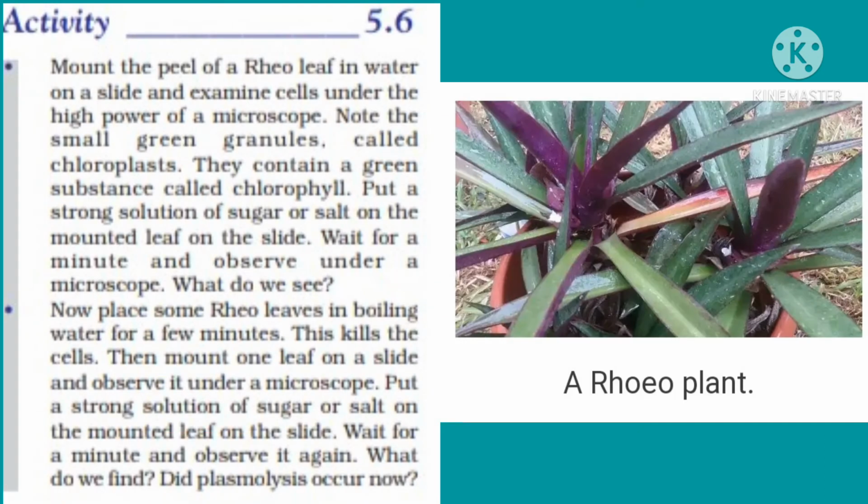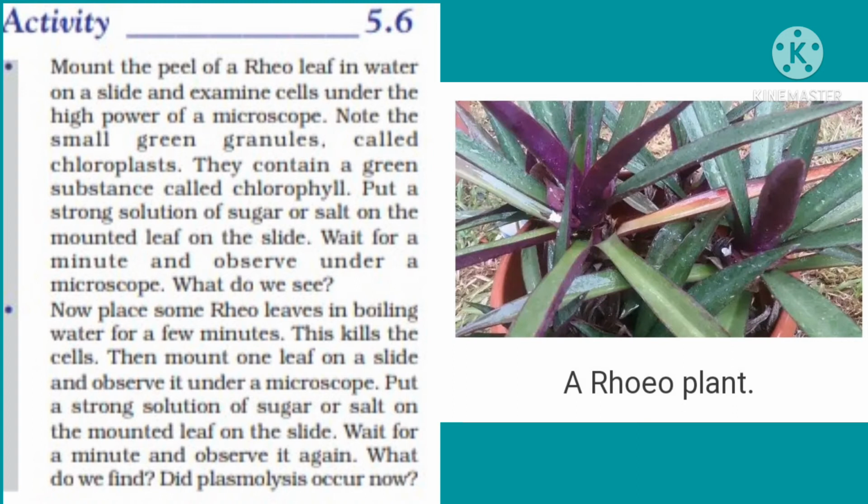Here is an activity to show whether a dead cell does the process of osmosis or not. For this, we have taken the Rhoeo plant. In the first case, we mount a living cell and put it in a hypertonic solution. That means less amount of water, more amount of sugar in the solution. Now this setup, that is the mounted cell on the slide, is to be kept under the microscope.